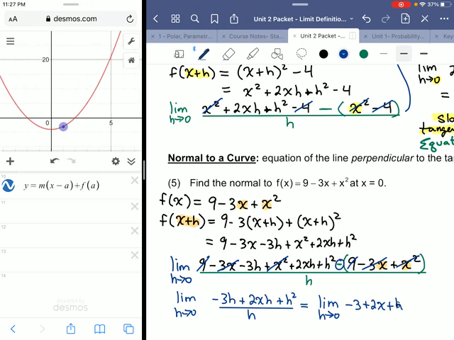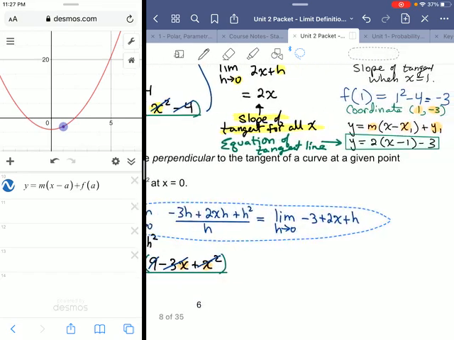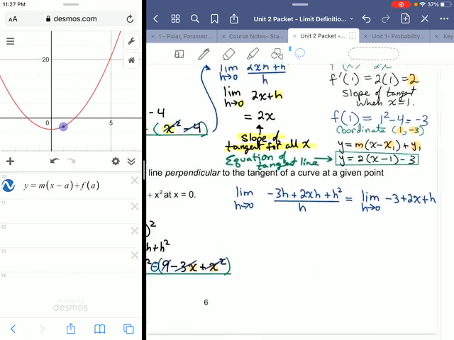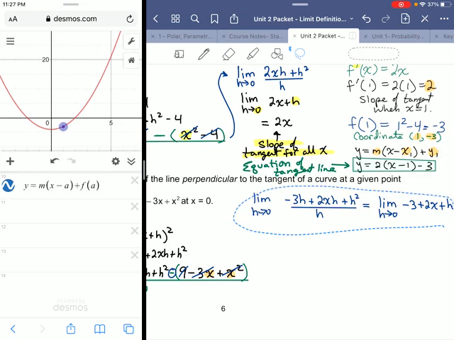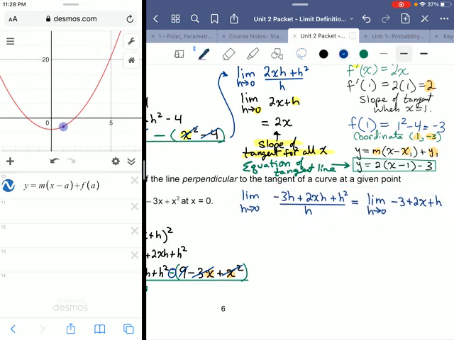Alright, that got right on top of the page number there, so I'm not overly thrilled about that. Let me just grab this stuff and shove it on over here. Which in turn, when I apply the limit, gives me negative 3 plus 2x. So negative 3 plus 2x is what I would call f prime of x. That's my derivative.